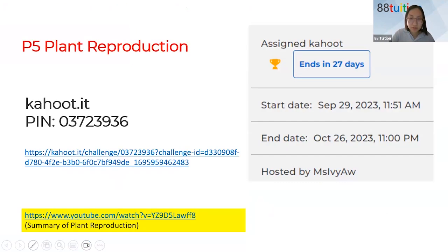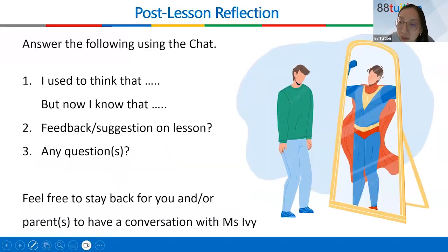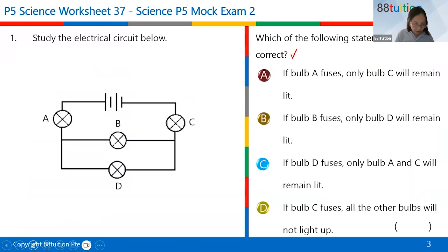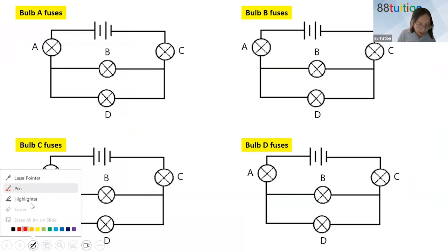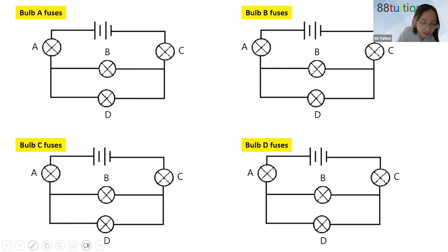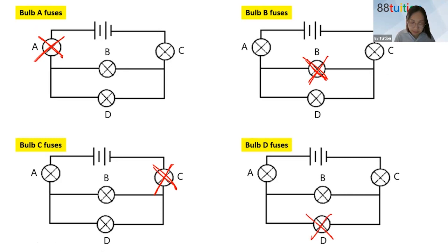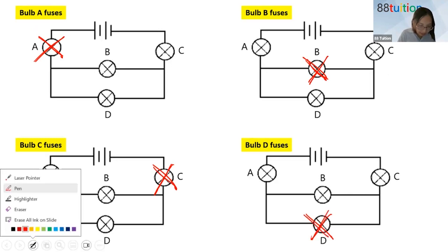Oh, hang on. Just a minute. Now, I think I clicked end. Let me go back to home. Okay. This one. So let's do this together. Now, if bulb A fuses, I'm going to cross it out. If bulb B fuses, I cross out bulb B. Then bulb C fuses, I cross out bulb C. If bulb D fuses, I cross out bulb D. So I will use a highlighter then.